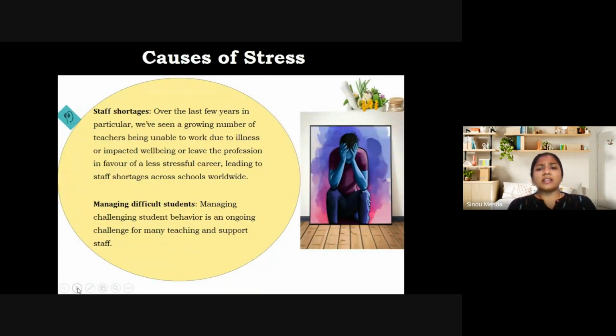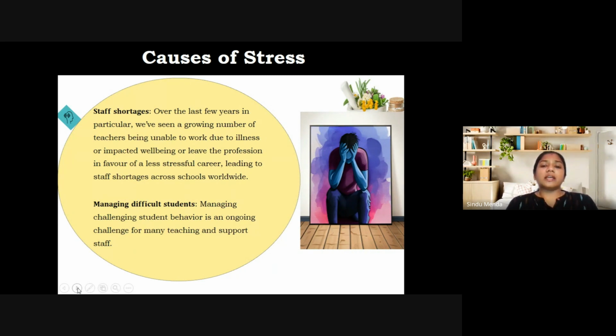There are some other causes of stress. The first one is staff shortage. What is meant by staff shortage? If the organization has fewer faculty, automatically the faculty in that premises have to work more hours. So staff shortages also cause stress on teachers.